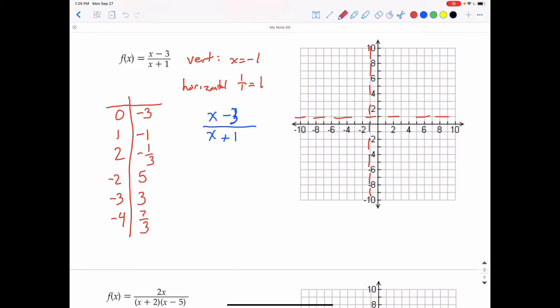And then when I graph those, I graph (0, -3), which is going to be down here. (1, -1). (2, -1/3), it's about right here. And then (-2, 5). (-3, 3). And (-4, 7/3), which is about 2 1/3, approximately right here.